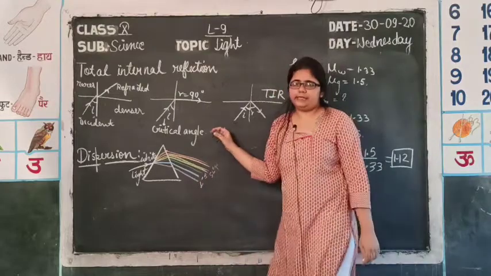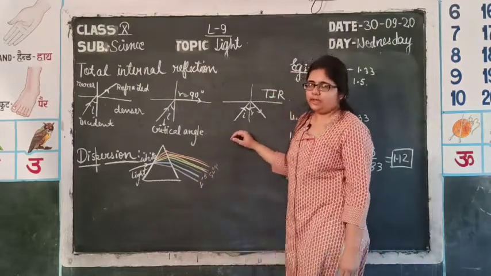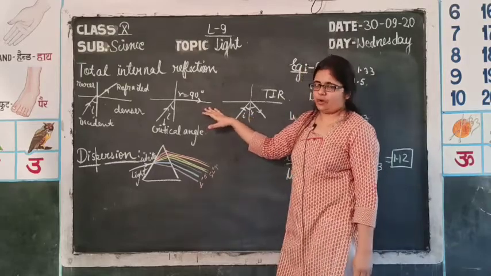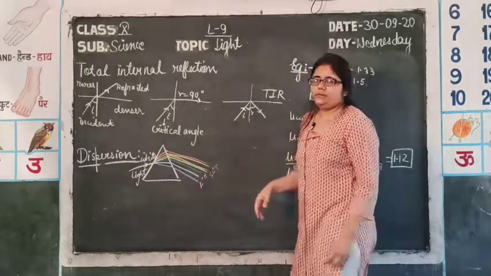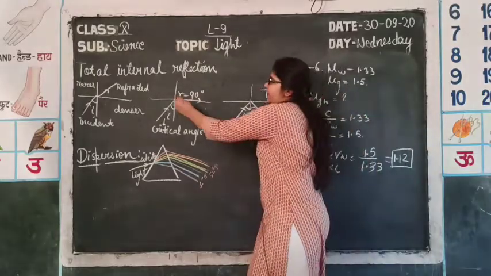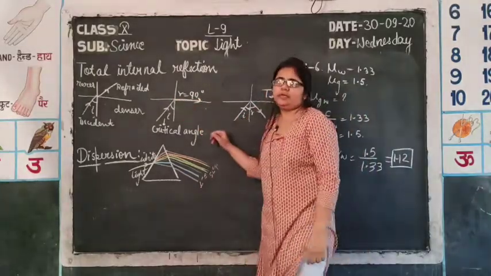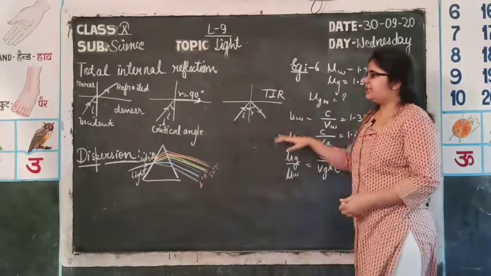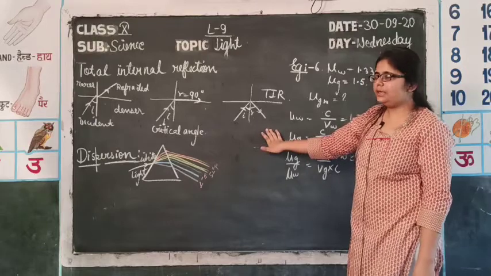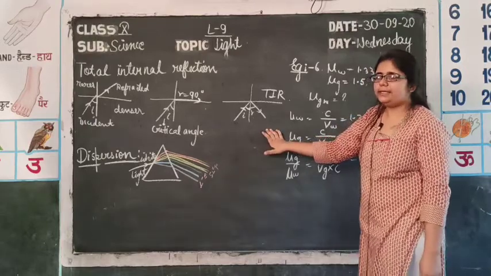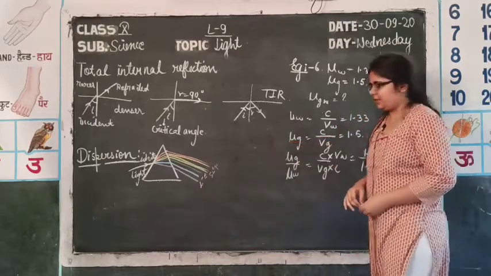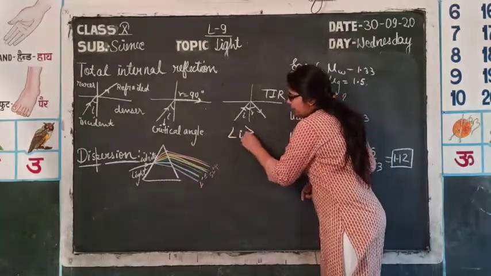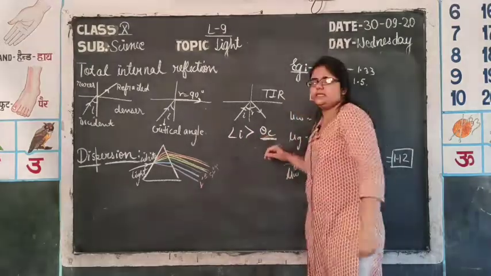In the second case, light moves at a particular angle in which the refracted angle is 90 degrees from the normal. This angle, in which the refracted ray grazes the surface, is known as the critical angle. In the third case, TIR, total internal reflection, the whole light gets reflected, there is no refraction. In this type, the angle i is greater than the critical angle theta c.